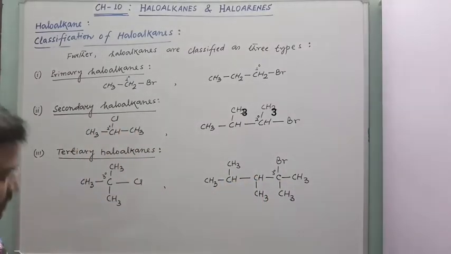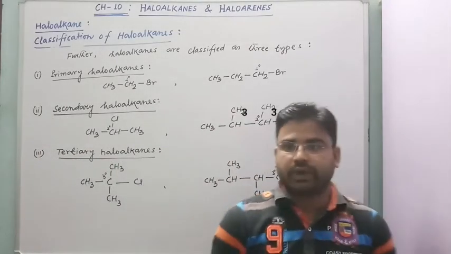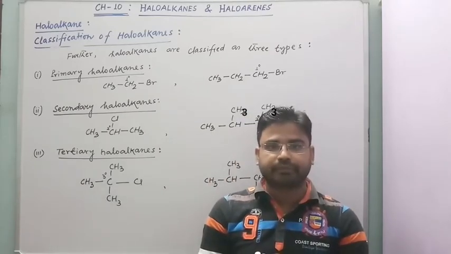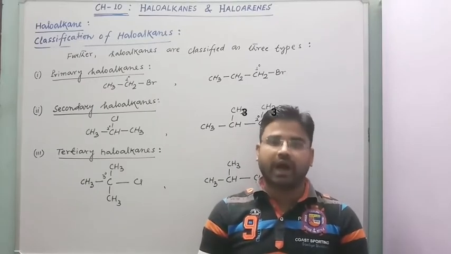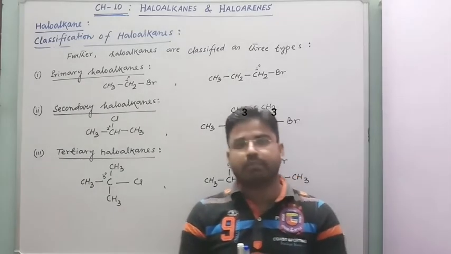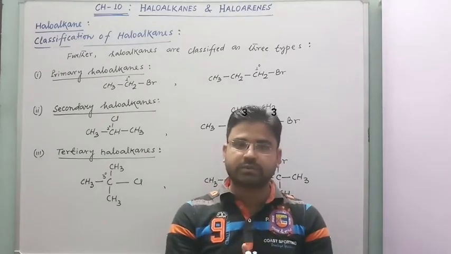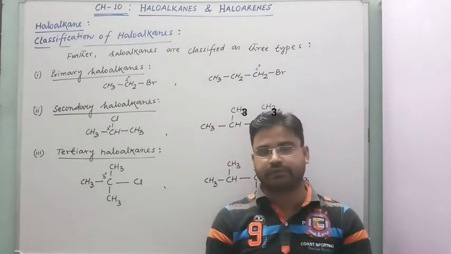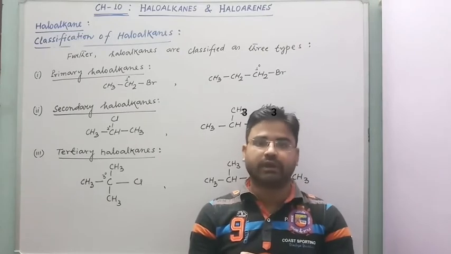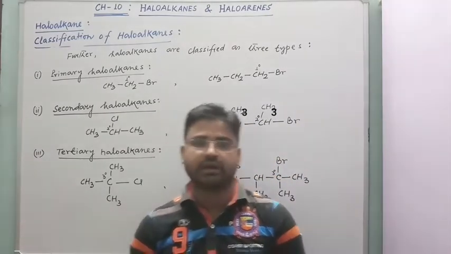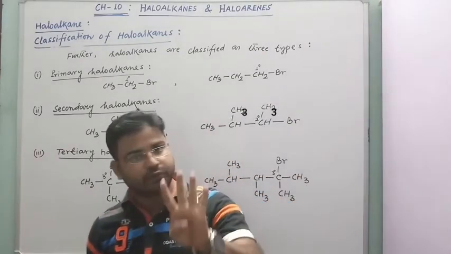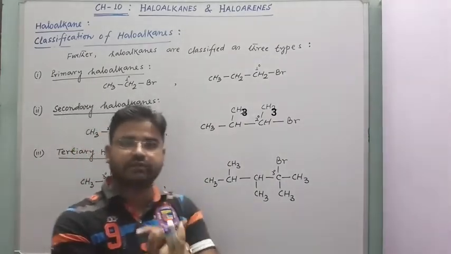and this compound is tertiary haloalkane. So classification of haloalkanes: at first, there are 4 types of haloalkanes depending upon the replacement of hydrogen atom by halogen atom. When one hydrogen atom is replaced by one halogen atom, monohalogen derivatives are formed. When two hydrogen atoms are replaced by two halogen atoms, dihalogen derivatives are formed. When three hydrogen atoms are replaced by three halogen atoms, trihalogen derivatives are formed. And when all the 4 hydrogen atoms of methane are replaced by 4 halogen atoms, tetrahalogen derivatives are formed. So haloalkanes are classified into 4 types: monohalogen, dihalogen, trihalogen and tetrahalogen derivatives.